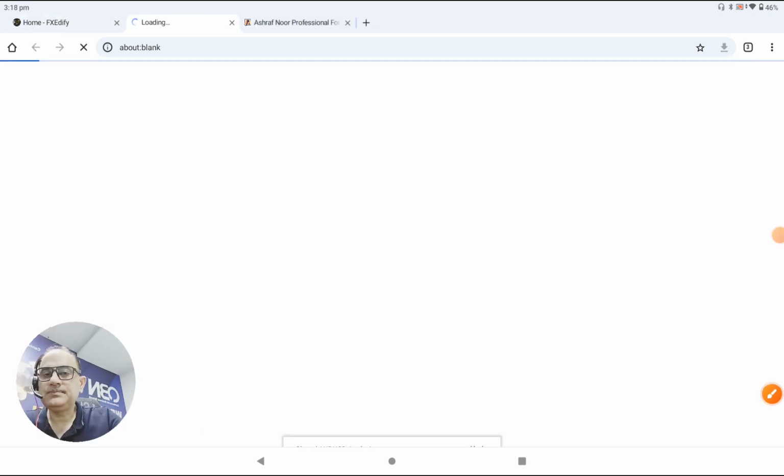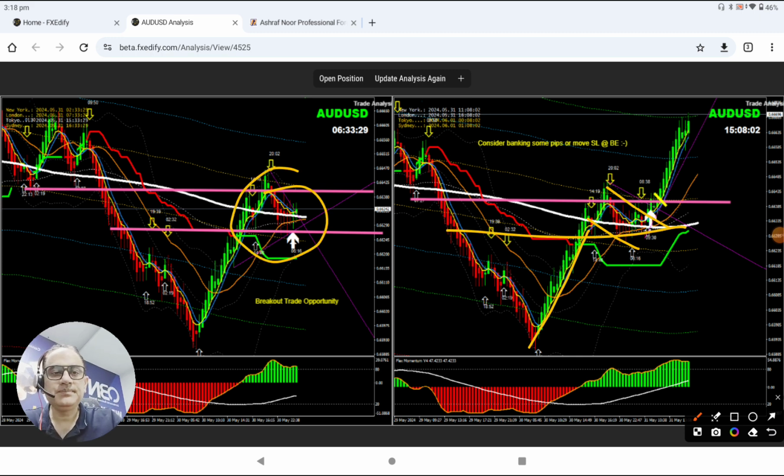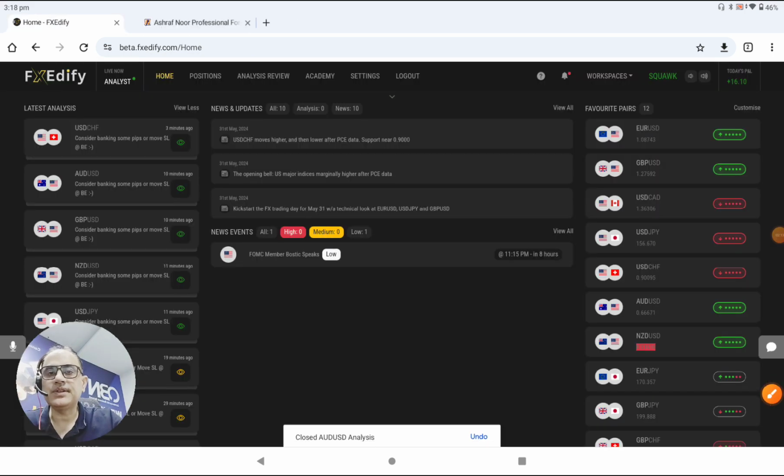Now let me share with you how I analyzed the market. You can see here, Aussie dollar, pretty straightforward. We have an impulsive move and a correction. Safest way, look for this breakout as mentioned here. Nicely broken, hit the profit target. As explained, it's time to bank some profit. That was a beautiful trade.